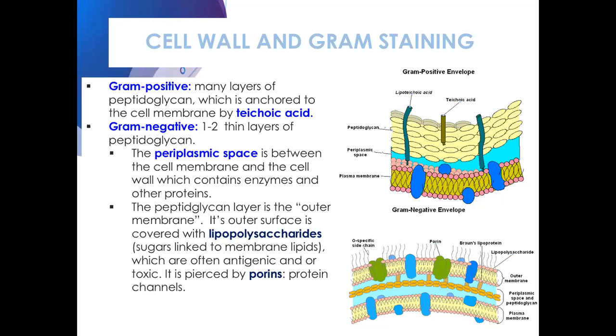Actually, the reason that triggered me to give a lecture on this is the cell wall of the bacteria. As I mentioned earlier, it's vital that you know the components of the cell wall and the difference between gram-positive and gram-negative bacteria. Gram-positive bacteria consist of many layers of peptidoglycan. Look at this one. This represents the peptidoglycan layer, which is anchored, or hooked, by teichoic acid.